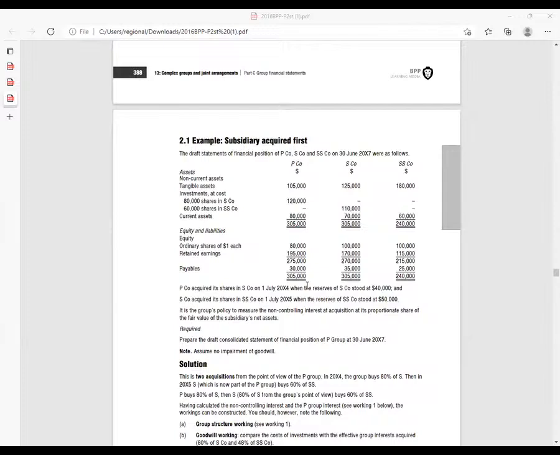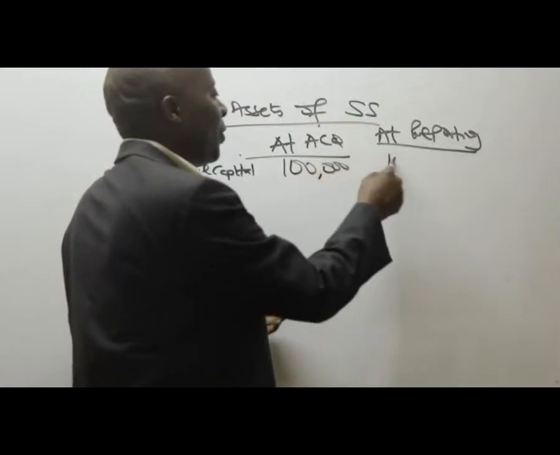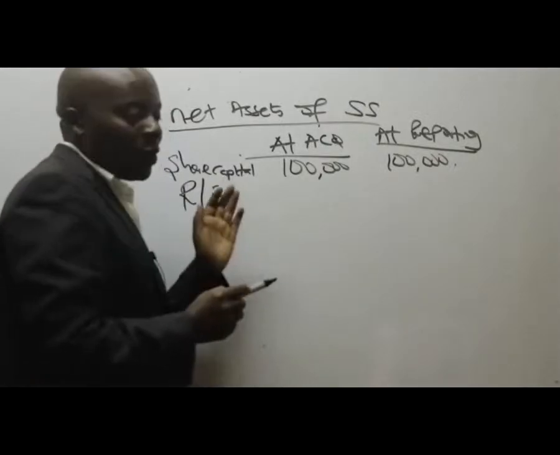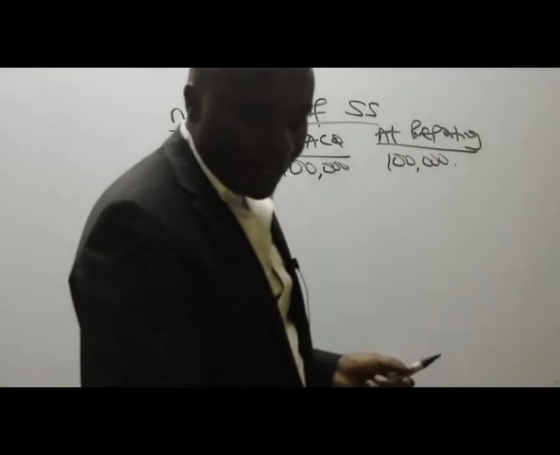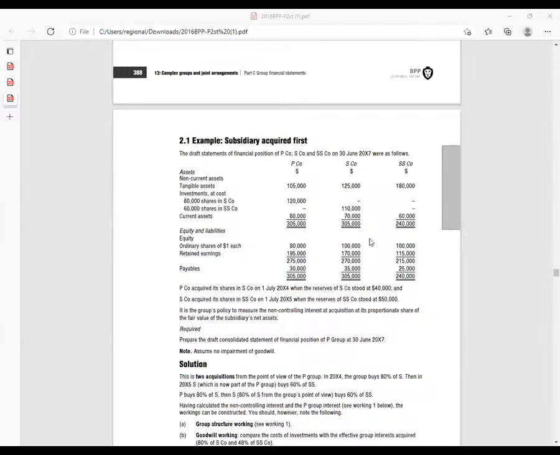What does the share capital of the subsidiary SS say? It's 100,000. This doesn't change. And then you ask yourself whether you have any retained earnings. Start always with retained earnings at reporting. What do we have here? Retained earnings at reporting, we have 115,000. How about retained earnings or reserves at acquisition? When I was acquiring this company, SS, it had reserves of 50,000.